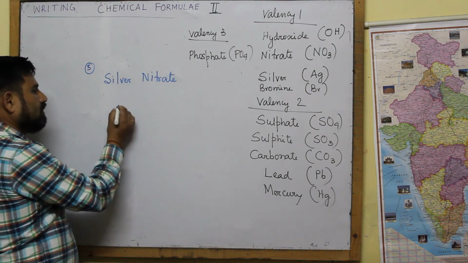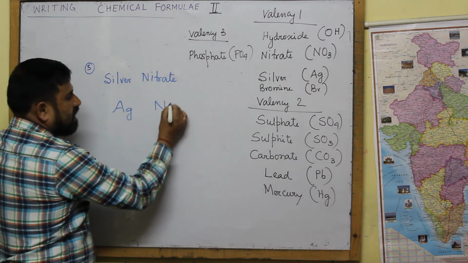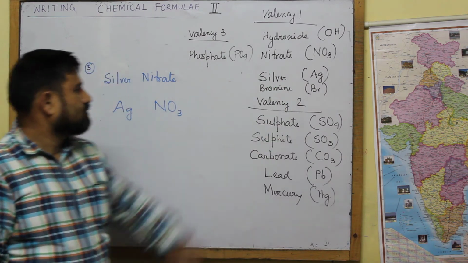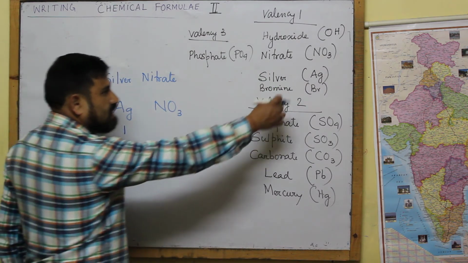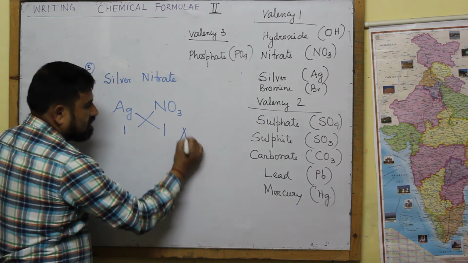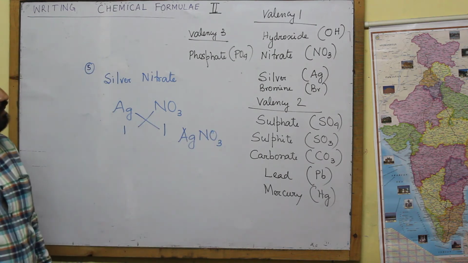Silver nitrate. Symbol of silver will be Ag. Nitrate, NO3. What's the valency of silver? To remember, it is 1. Valency of nitrate, to remember, that's 1. Interchange. The formula is AgNO3. Simple.